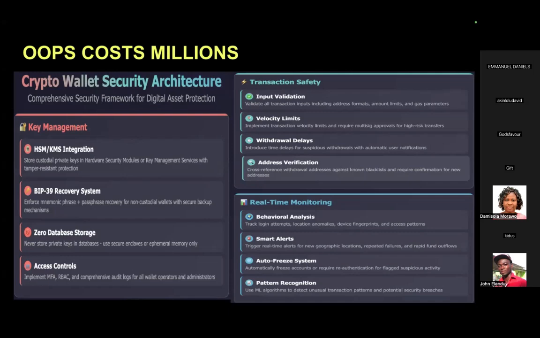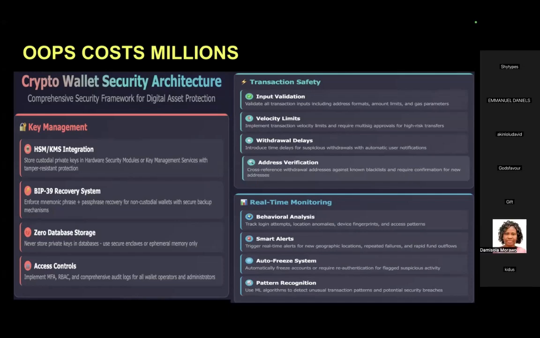And please don't store your private keys in databases. Don't say, this is our database, nobody can hack it. We are always building, our security is very tight. Your security is very tight, but hackers are working 24/7. You are good, but they are better.